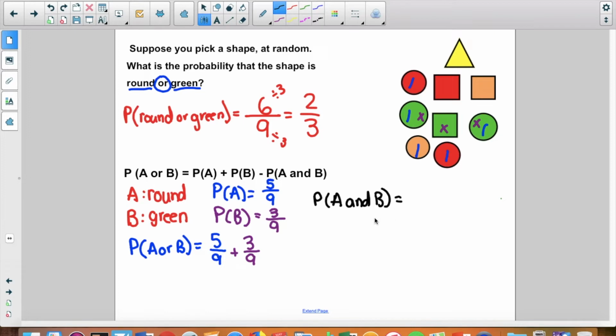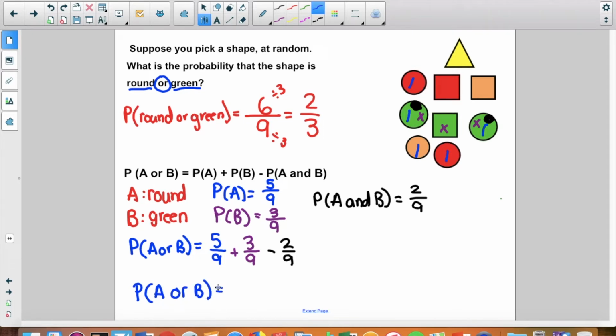Now we have to find the probability of A and B. So that's the probability that the shape is round and green. So this one is round and green. I'll use a little circle for it. This one is round and green, and those are the only 2. So the probability of round and green is 2 out of the 9 shapes, 2 over 9.